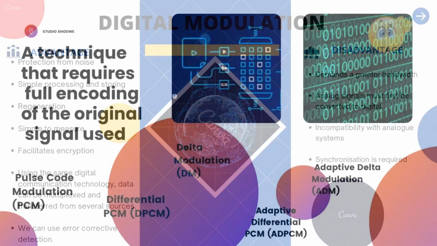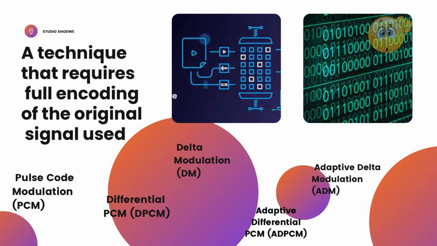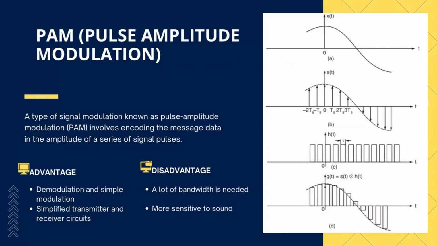There are several techniques that require full encoding of the original signal used. The first one is pulse code modulation, PCM, differential PCM, DPCM, delta modulation, DM, adaptive differential PCM, ADPCM, and adaptive delta modulation, ADM. So the next we go through for PAM, pulse amplitude modulation.